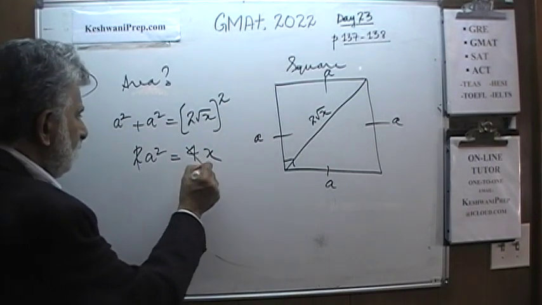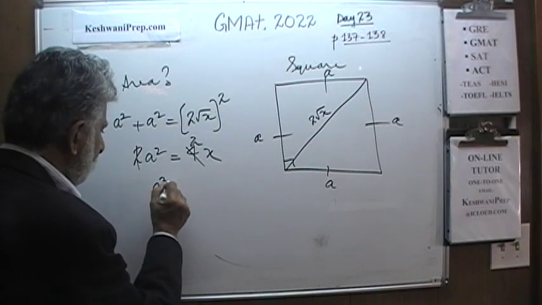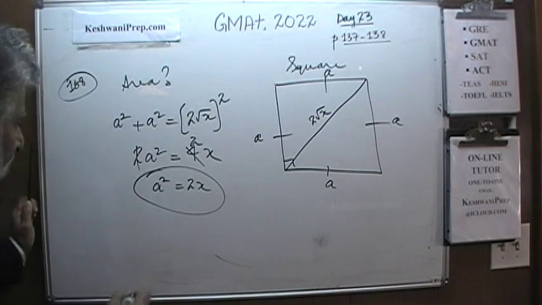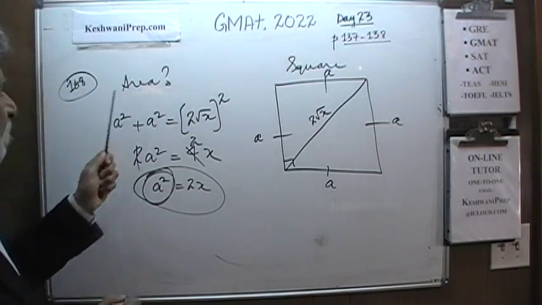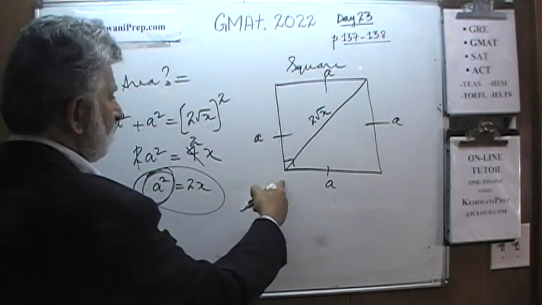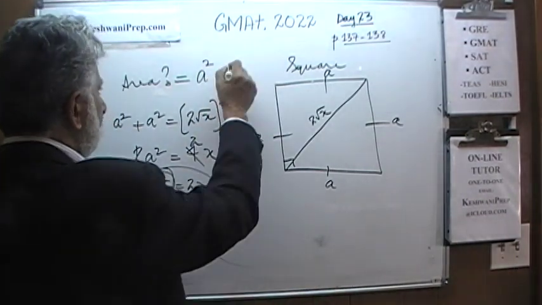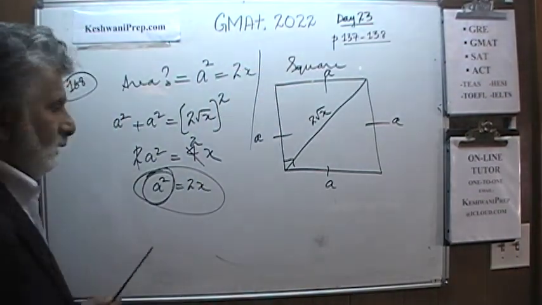Divide both sides by 2, there you go, which means a squared equals 2 times x, and that is our answer, because a squared represents the area. The area of the square, with sides a and a, is simply a squared, which we just found out to be 2x.